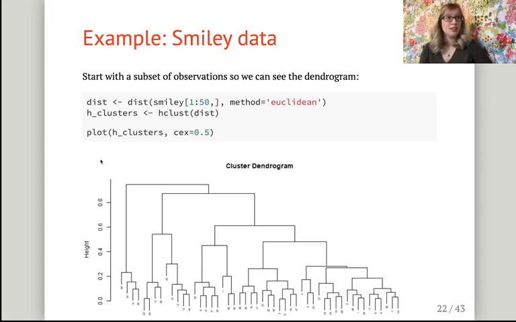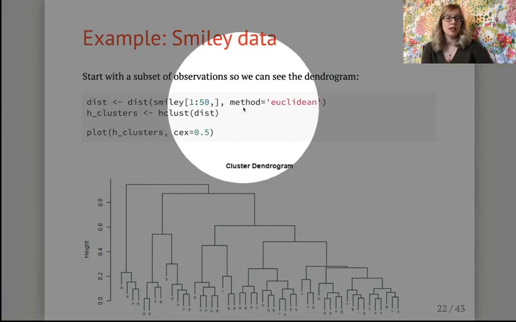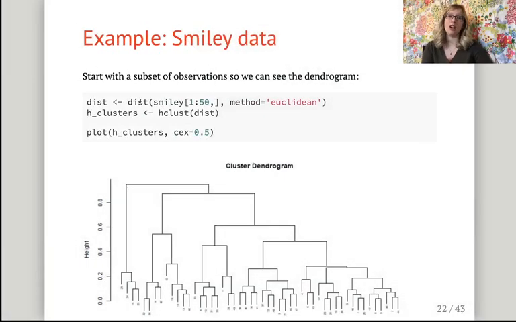I'm going to start with just a subset of observations from the smiley so we can see how this works, and then talk about how we would determine a set of clusters from this. The first step to doing hierarchical clustering is to calculate a distance. Here I'm just going to take the first 50 observations from my toy smiley dataset. I will calculate the distance using the dist function. Here I'm using Euclidean distance, and I'll save that as an object in R. I'll use the hclust function to calculate the hierarchical clustering, and then I'm going to plot this.